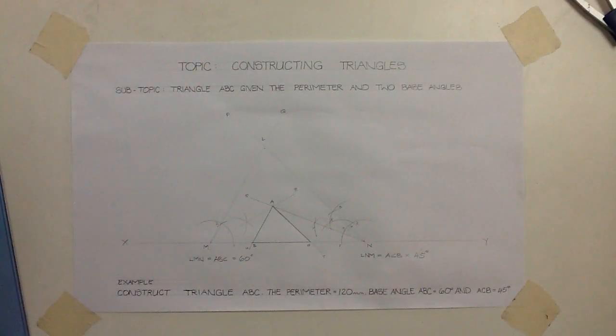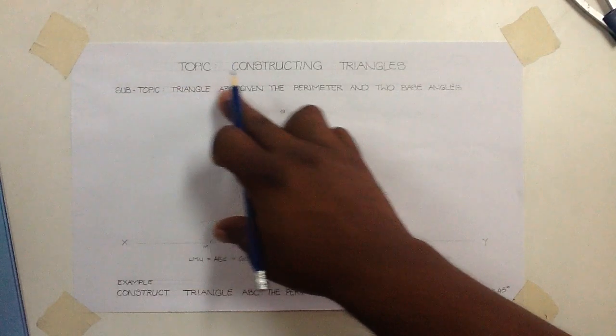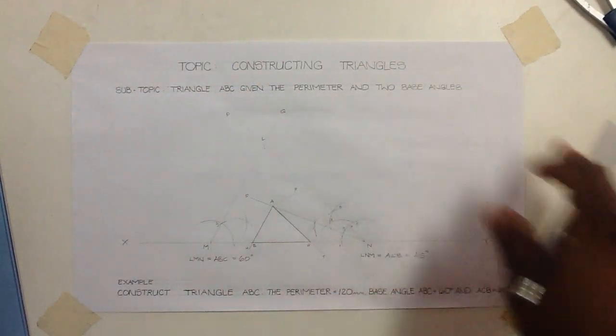And with that, we come to the end of our technical drawing construction, the construction of a triangle given the perimeter and the two base angles, triangle ABC.